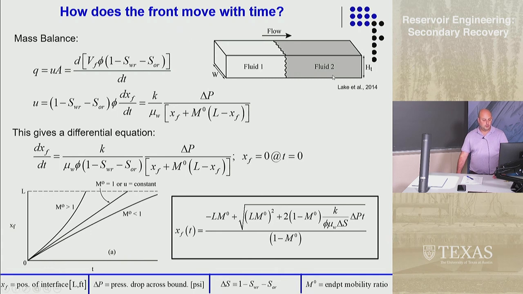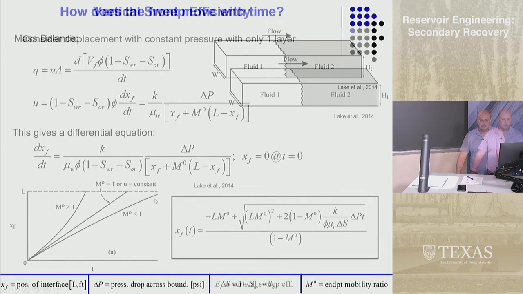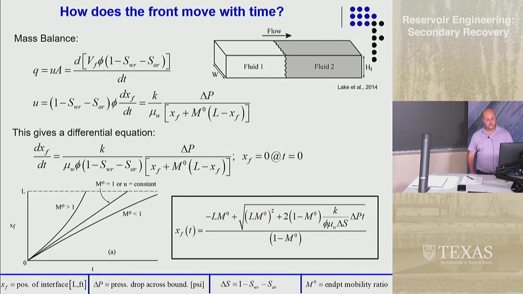Okay, it's going to be moving along over here, but it does so perfectly linearly. It doesn't change. But if the mobility ratio is greater than 1, then that position is going to accelerate. That would be if I'm displacing viscous oil with inviscous water. Then the resistance decreases and this speeds up. But if the mobility ratio is less than 1, then it slows down. Okay, so this is the front position with time.